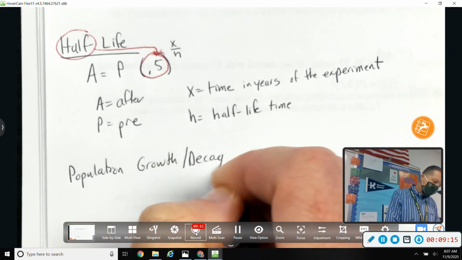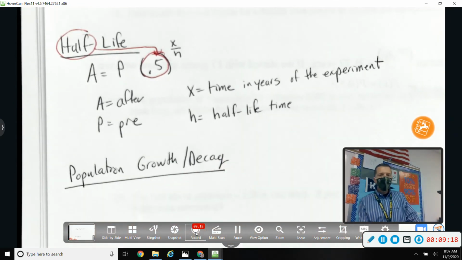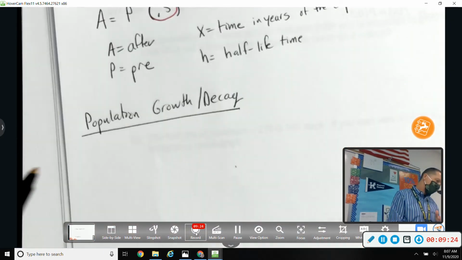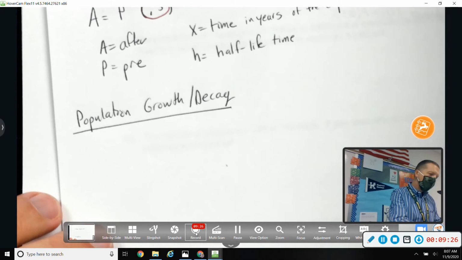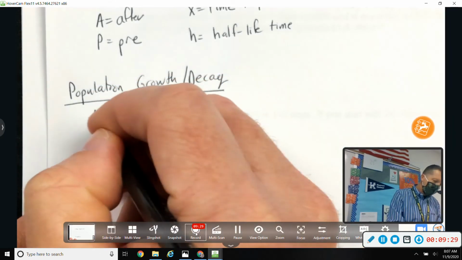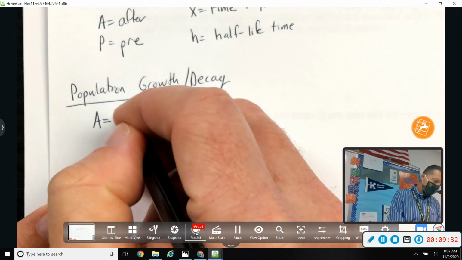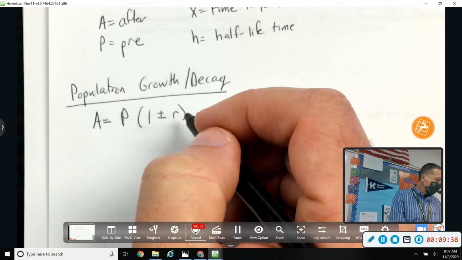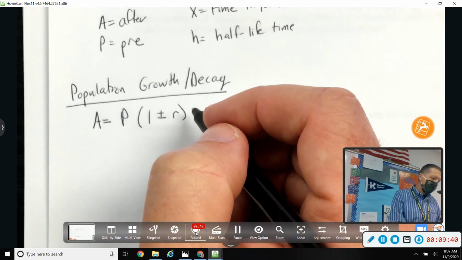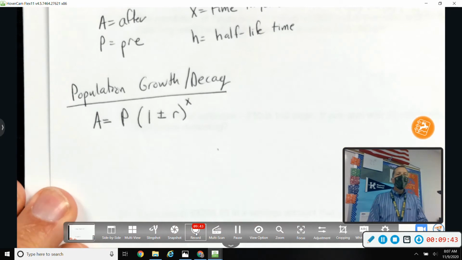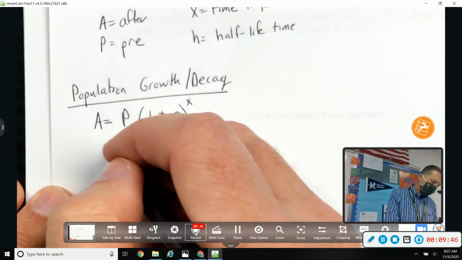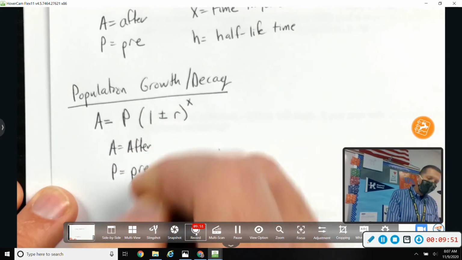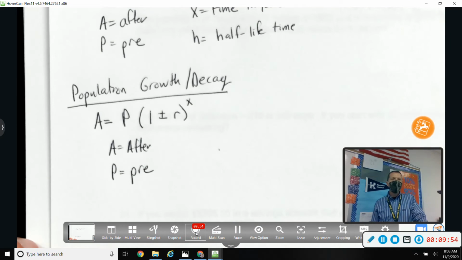And then lastly, population growth and decay. I'm going to write it a little bit different than the other side of the page writes it, because I want to keep using A and P, because I like the pre and the after stuff. I don't know that we need to write it again, but just so that you'll have it all nice and organized. A is the after, P is the pre.